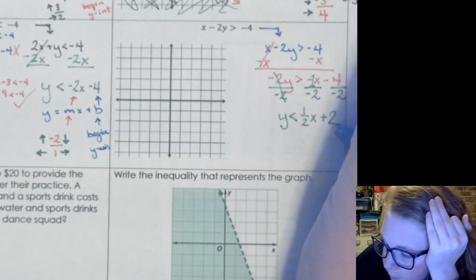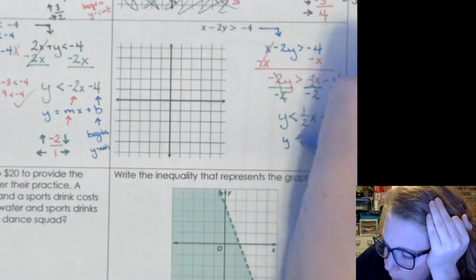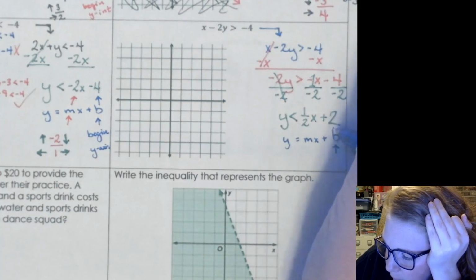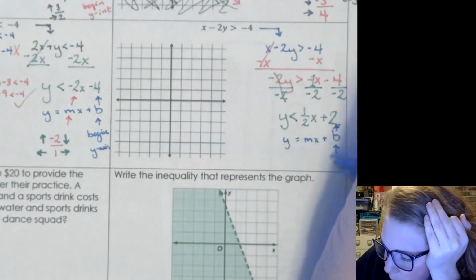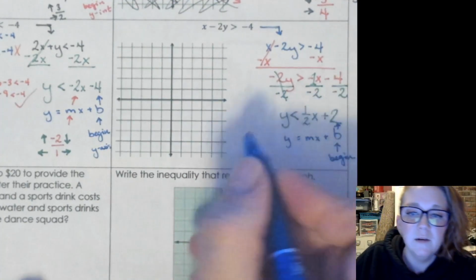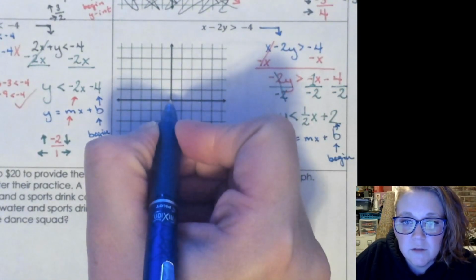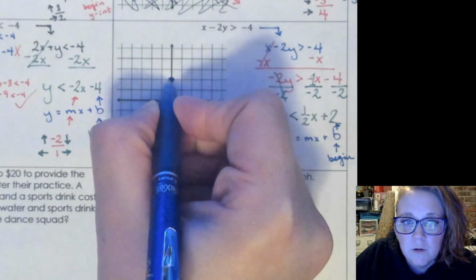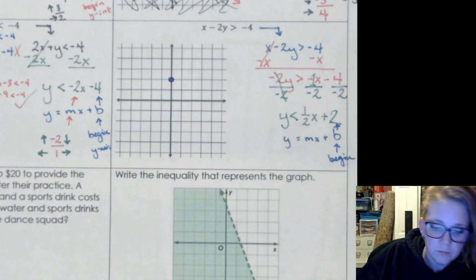So again, this looks like y equals mx plus b, and you begin with the b value. We're gonna begin. Let's see, here's 0. We're gonna add 2, so boop boop 2. Put a dot there. There you go.